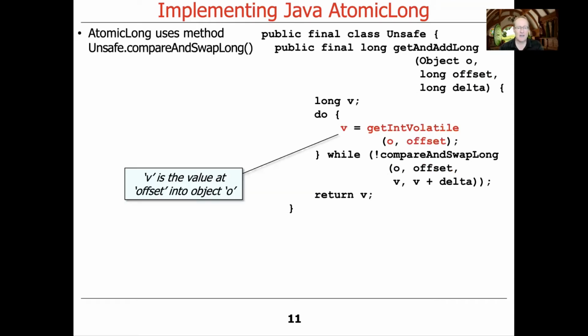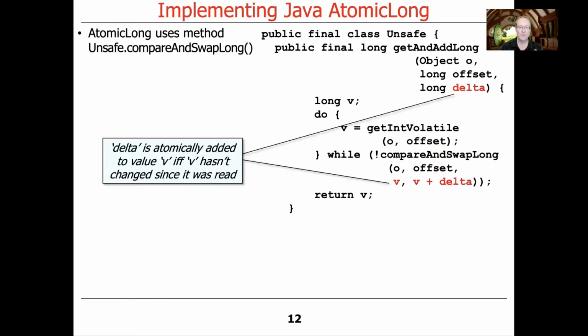And in this case, V is going to be the value at offset bytes from the start of object O. And we're going to use a little helper method called getIntVolatile, which will atomically read the value at that offset from the start of the object. So we get the value of V. That was an atomic read. Delta is going to be added to this value atomically.